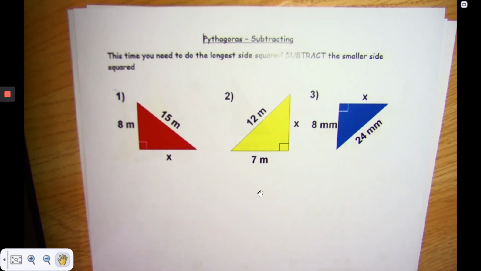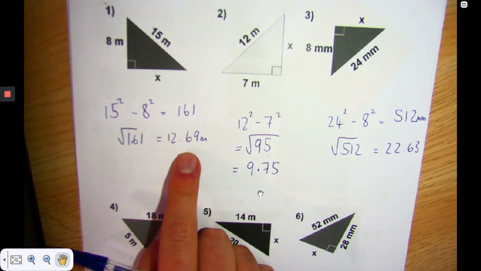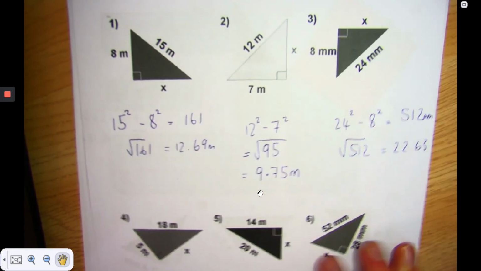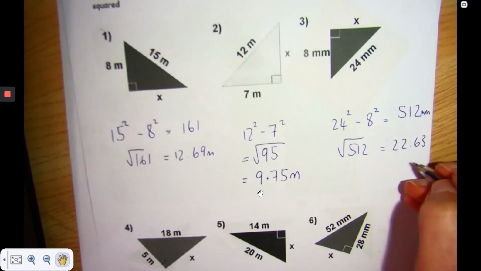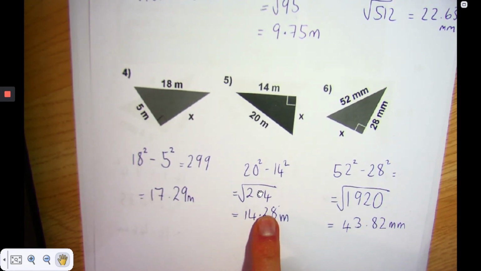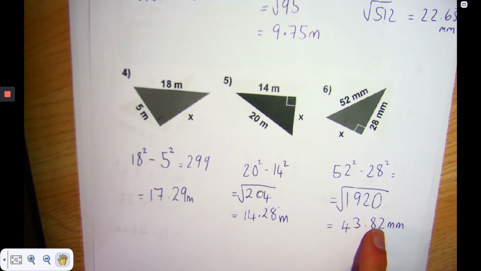So if we go through the answers very quickly, Pythagoras subtracting, we should have 12.69 meters, 9.75 meters, 22.63 millimeters. We've got 17.29 meters, 14.28 meters, and we've got 43.82 millimeters. Okay, so a good check is to see that these numbers should be smaller than the longest side. And if they are, there's a good chance you've done that correct.